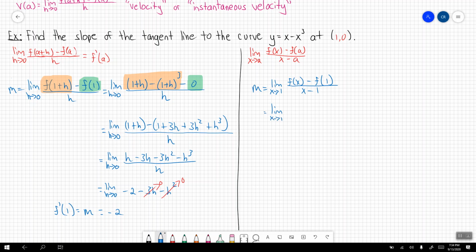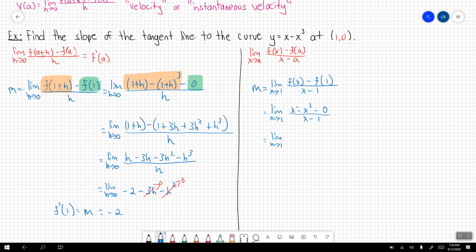Limit as x is approaching 1, we get f of x, which is just x minus x cubed. Okay, that's nice. And then we have f of 1. Well, f of 1 is just 0, so that's minus 0, all divided by x minus 1. Okay, looking good so far. Limit as x is approaching 1.